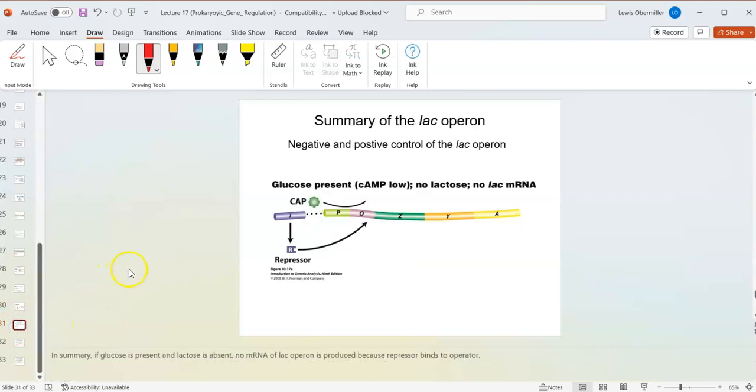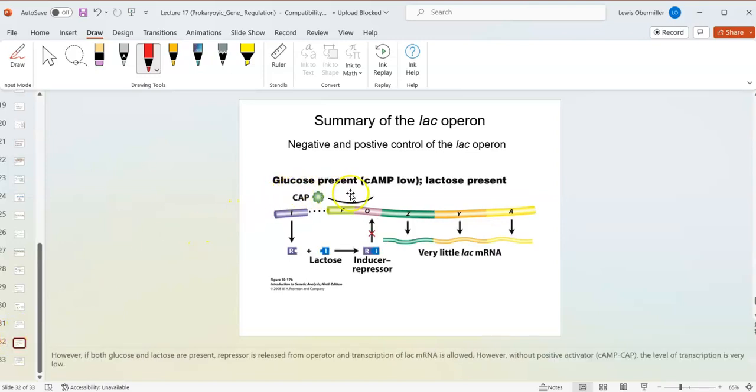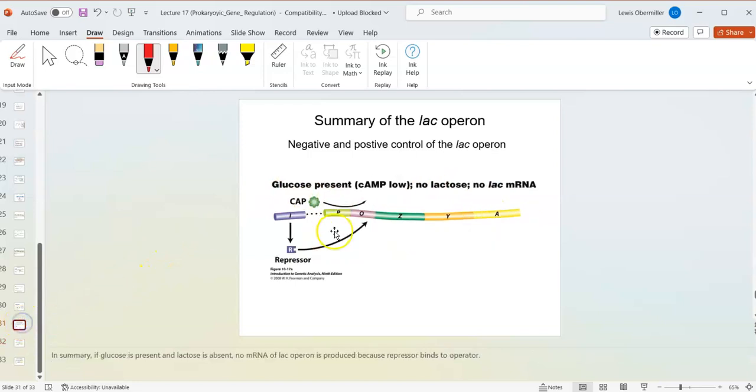Let's see, what else we got? So glucose is present, cyclic AMP is low, no lactose, no lac mRNA. Simple. When glucose is present, cyclic AMP is low, and then lactose is present. Since glucose is present, we don't need to make the genes to break down lactose. We're going to preferentially choose glucose. In this one, if glucose is present but there's no lactose, then there's no reason to make any genes that break down lactose.